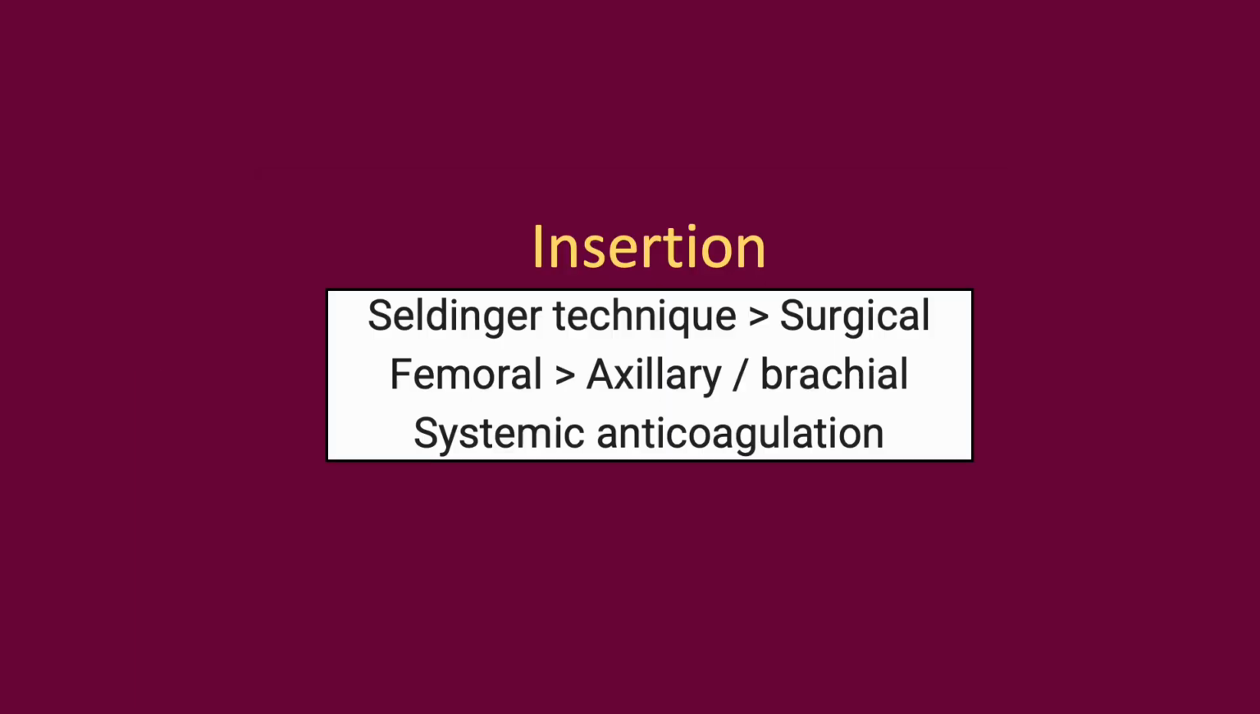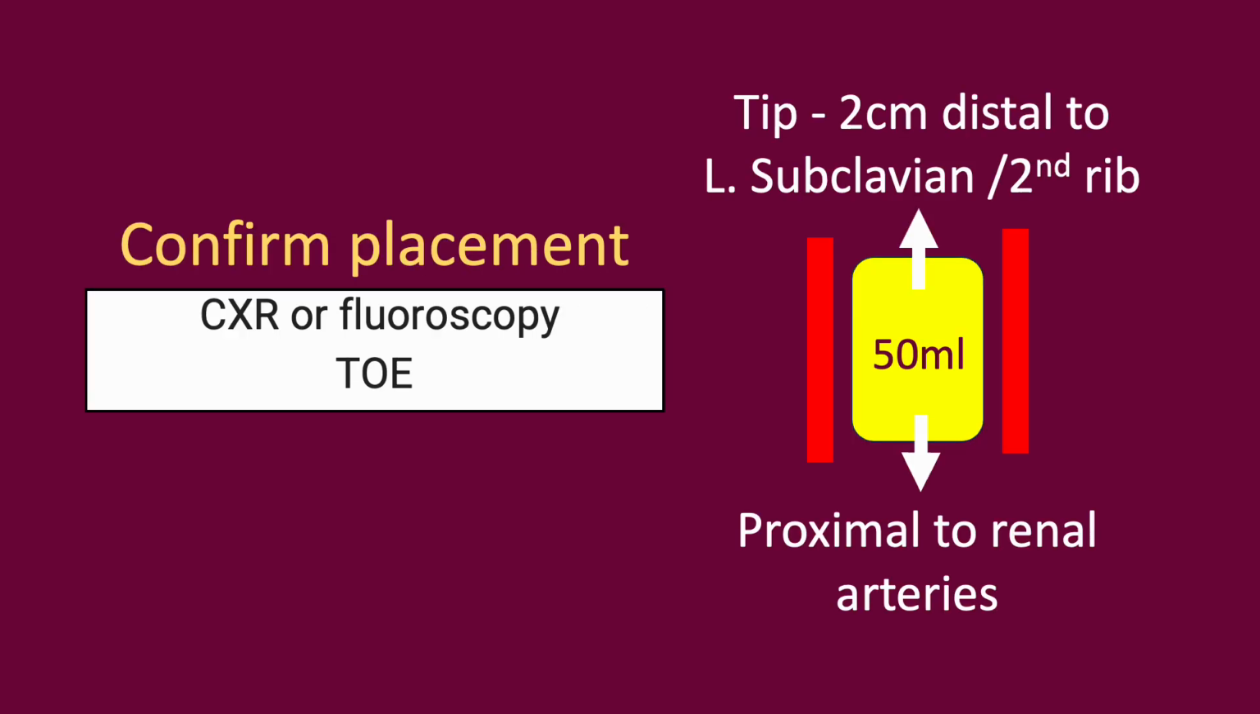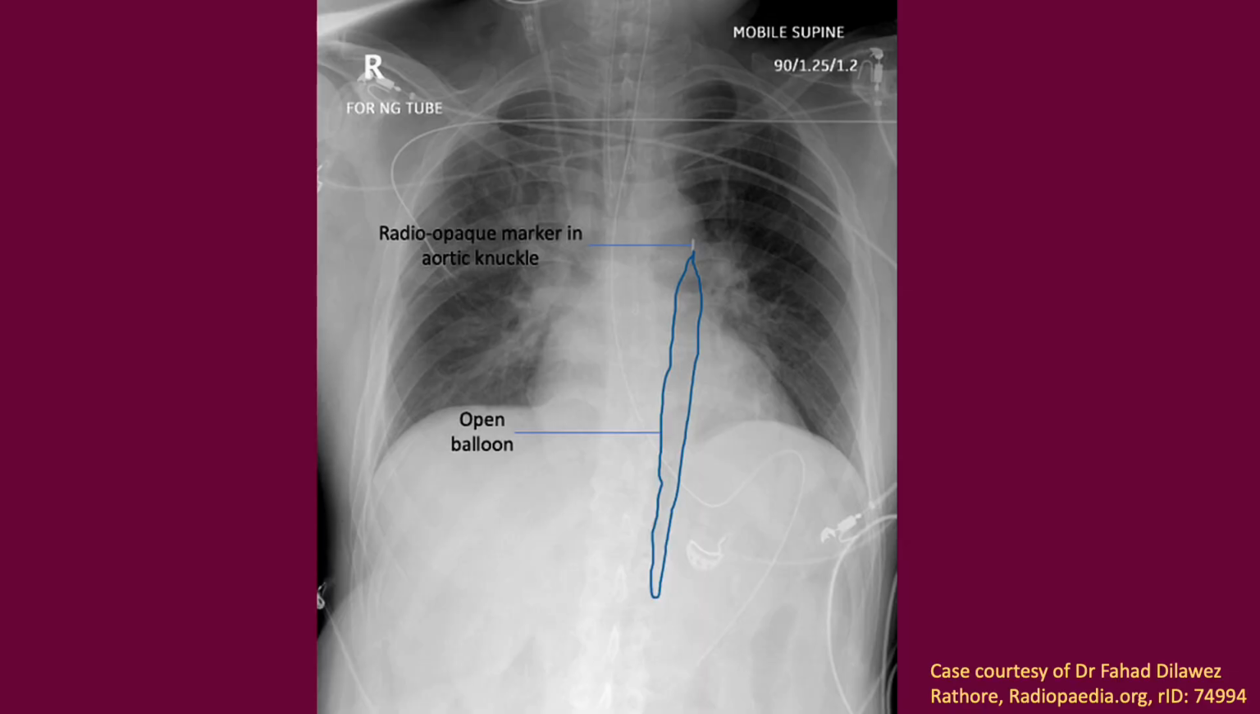Insertion of a balloon pump is usually achieved by a Seldinger technique, usually into the femoral artery, and following this requires systemic anticoagulation. To confirm placement of the balloon pump, this can be achieved via a chest X-ray, fluoroscopy or TOE. The tip should be 2 cm distal to the left subclavian, or at the level of the second rib, and proximal to the renal arteries.